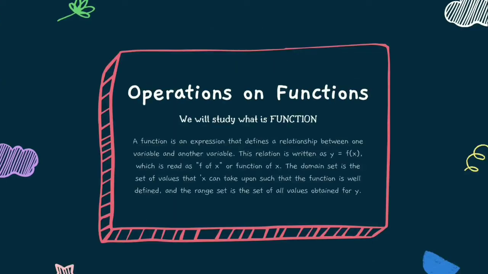But before we proceed, let us tackle what is operation on functions. A function is an expression that defines a relationship between one variable and another variable. This relation is written as y is equal to f of x, which is read as f of x or function of x. The domain set is the set of values that x can take such that the function is well defined. And the range set is the set of all values obtained for y.